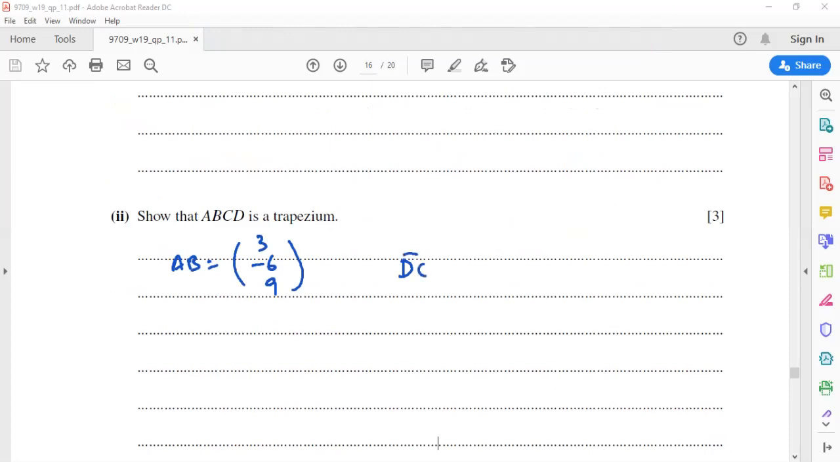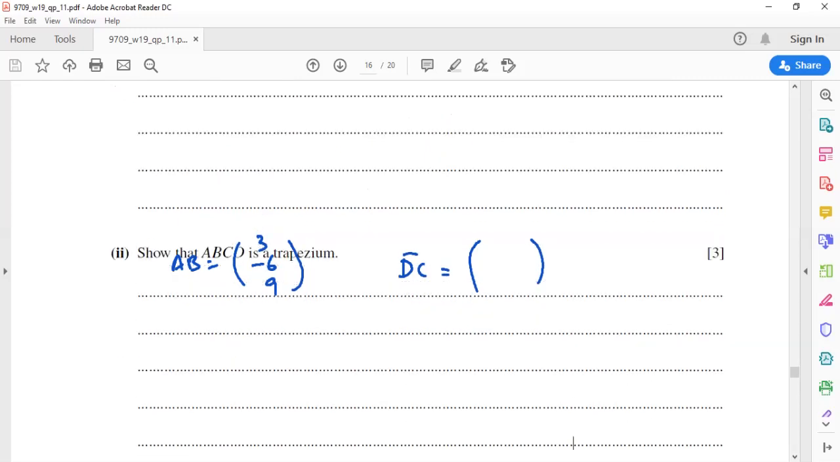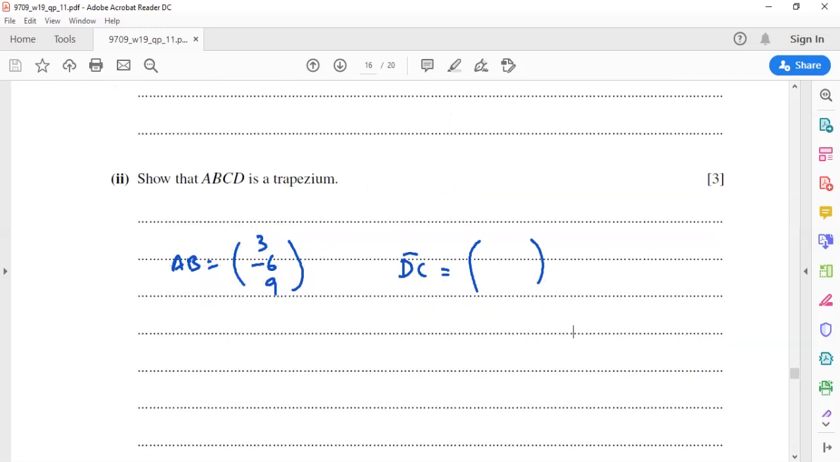And DC, let's find the value of DC as well. It is D minus C. So 2 minus 4 is minus 2, plus 4, and minus 6.